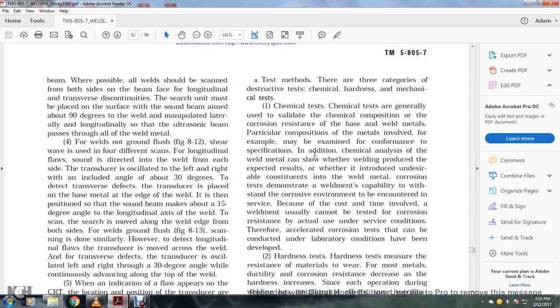For example, examining conformity to the specification, in addition to the chemical analysis of the weld metal, can show whether the welding produced the expected result, and whether it introduced undesirable constituents from the base metal into the weld metal. Corrosion tests demonstrate the weldment's capability to withstand the corrosive environment encountered in service. Because of the cost and time involved, the weldment usually cannot be tested for corrosion resistance by actual use under service conditions. Therefore, accelerated corrosion tests that can be conducted under laboratory conditions have been developed.